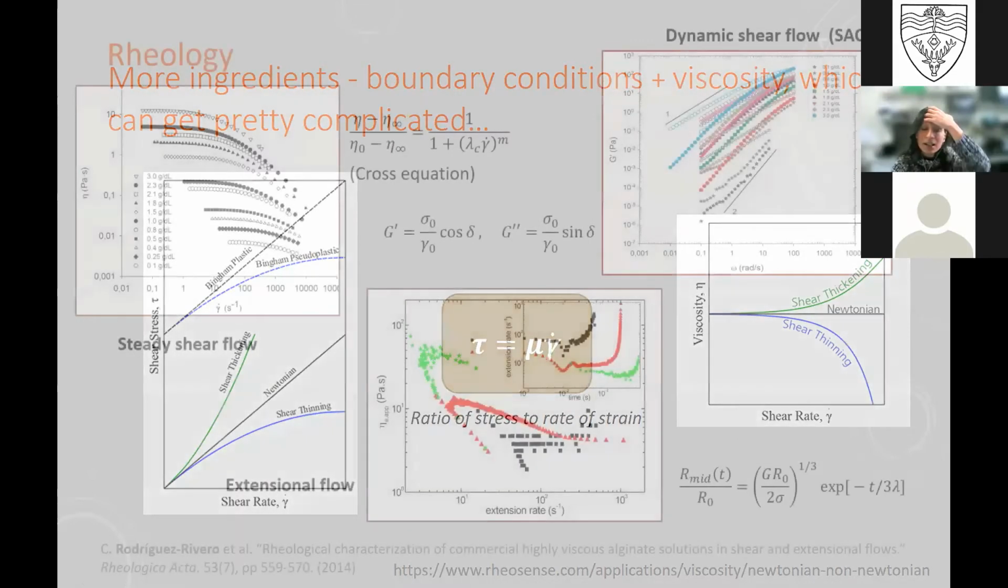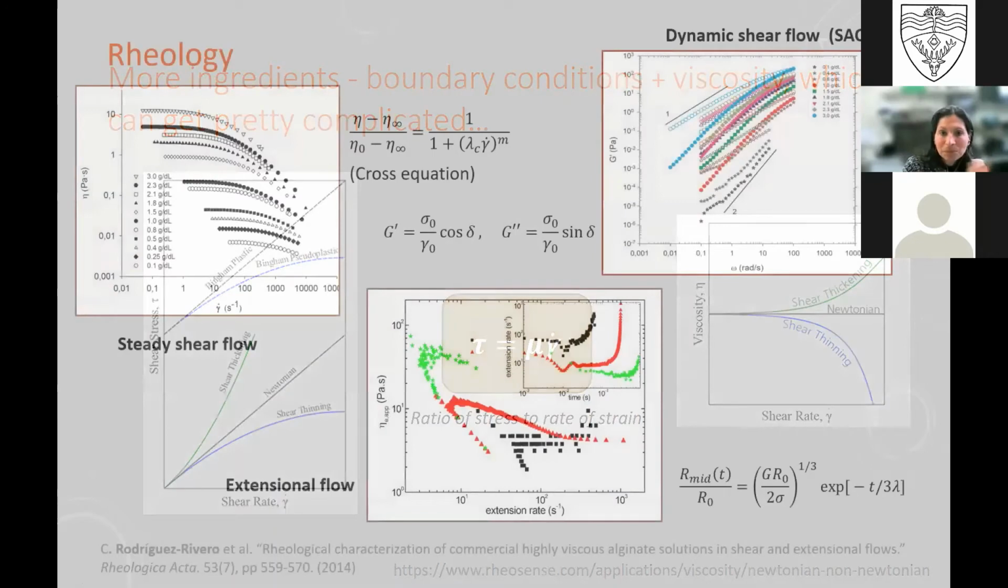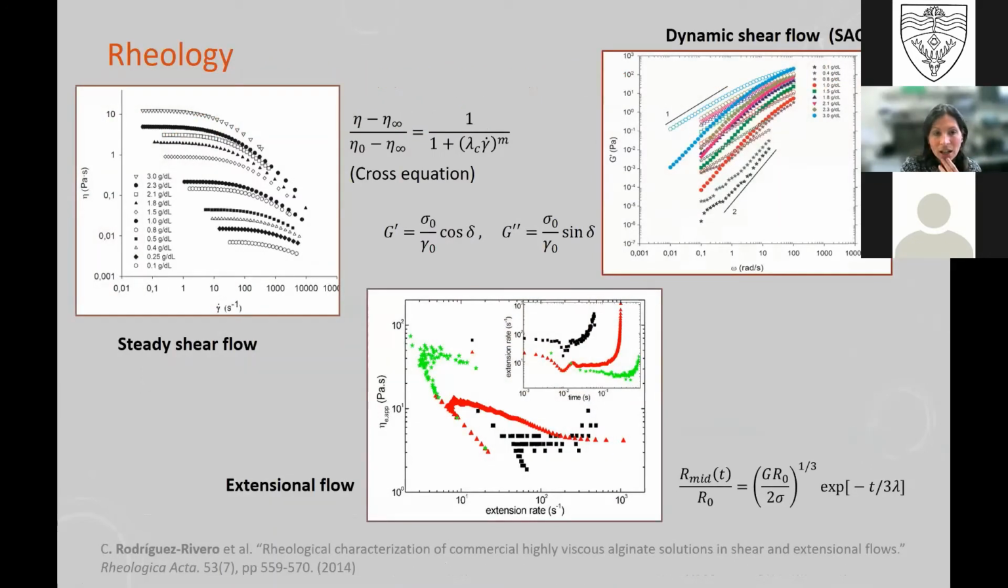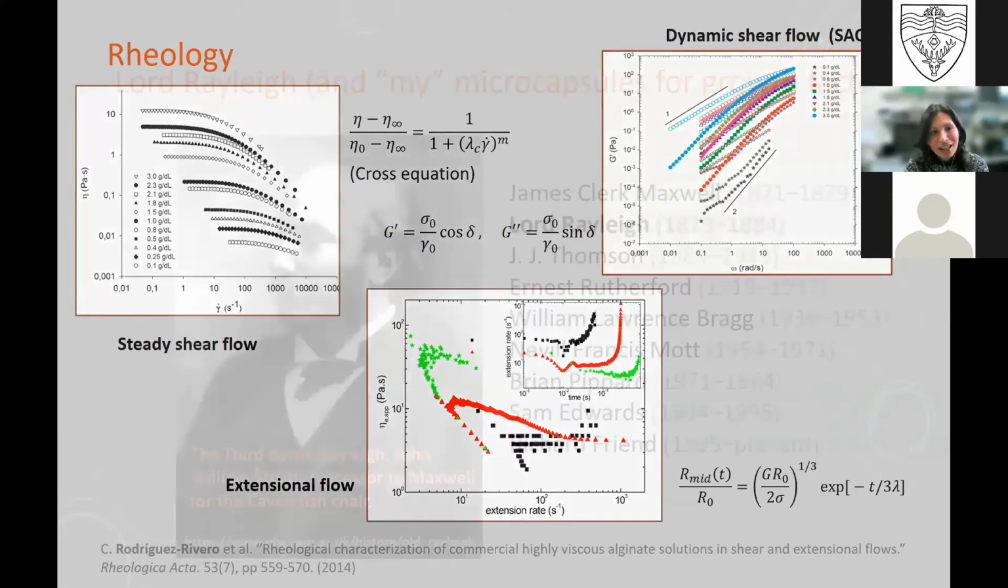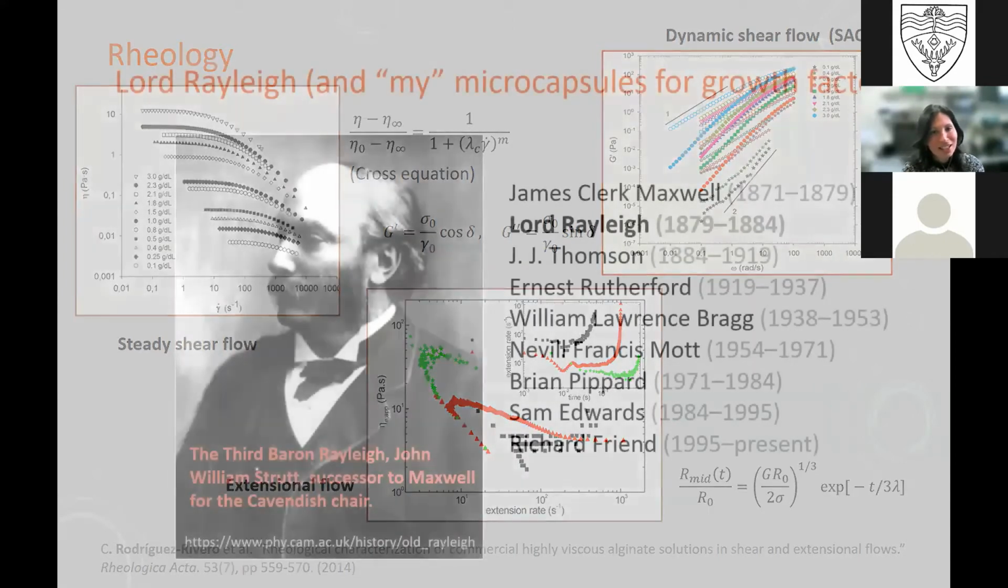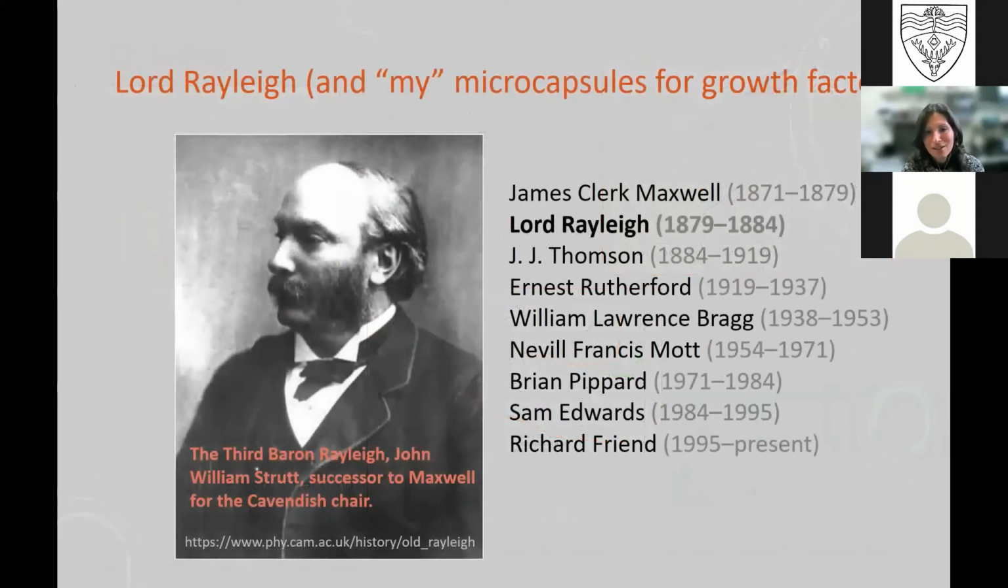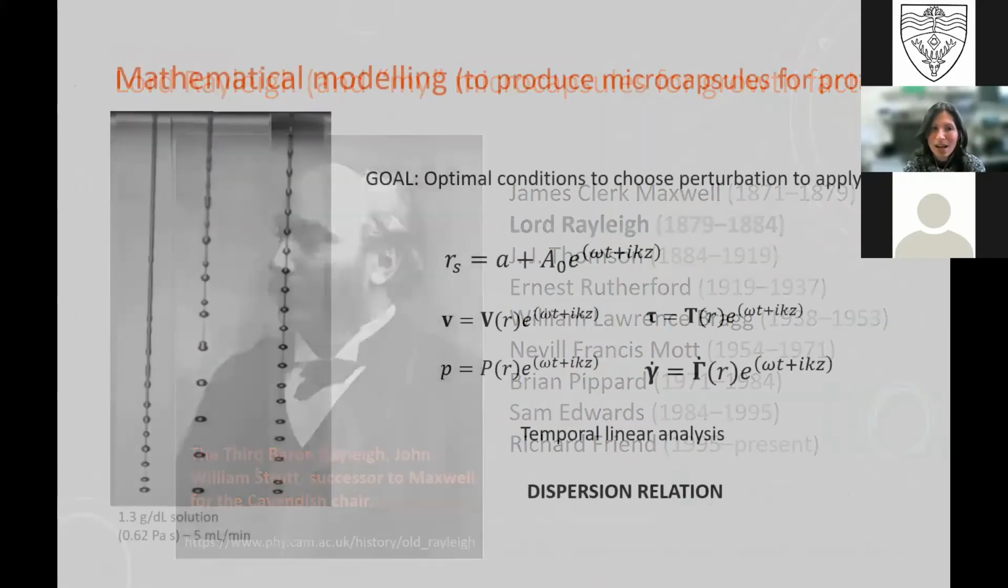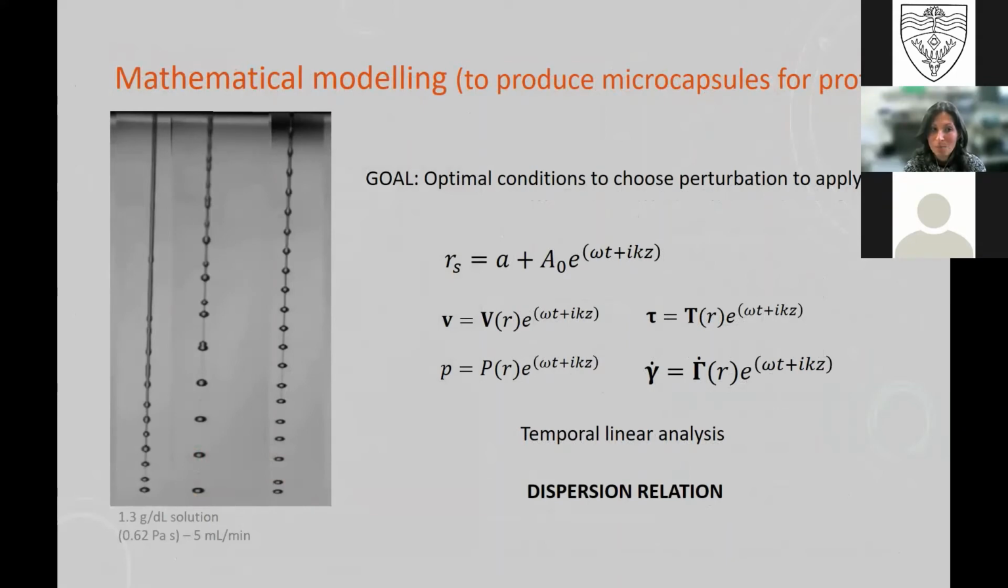So these are some studies that I did during my PhD, characterizing different solutions of alginate. You have different ways of characterizing the flows depending on what you need. I needed a couple of things. I did several studies, but you have shear flow, extensional flow, etc. And I did that because I was studying an instability described by Lord Rayleigh, who was also here in Cambridge. The instability is about how jets of liquid break into droplets.